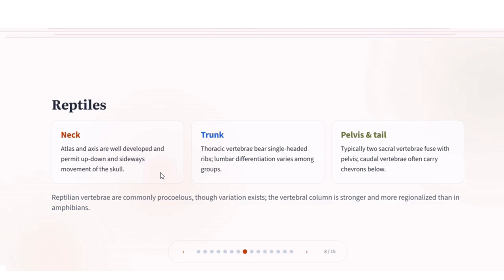Caudal vertebrae often carry chevrons below. Chevrons are V-shaped bony structures. Reptilian vertebrae are commonly procoelous, though variation exists. The vertebral column is stronger and more regionalized than in amphibians.